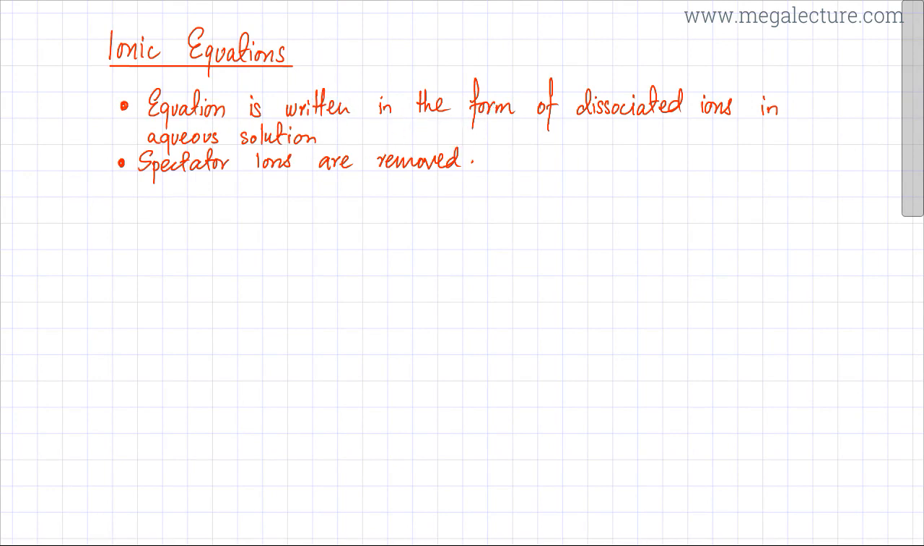Now, you probably don't understand any of the terms that I've used in these two statements. So we're going to start from scratch, and we are going to learn how to actually figure out and write an ionic equation, and then you'll understand what these two statements actually mean.